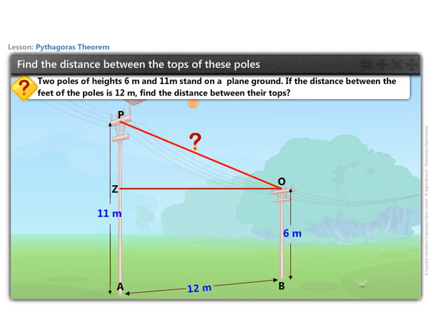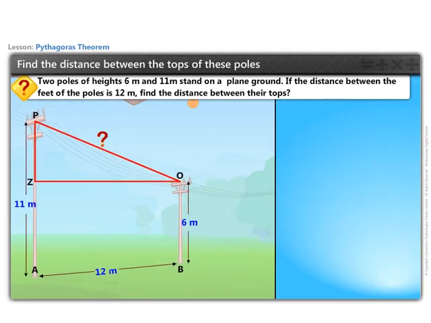Draw a line from the top of the pole to point Z on the pole P. Let us determine the distance PO between the top of the poles. Consider the right triangle PZO. Distance PZ is equal to AP minus AZ. Substituting the known values and simplifying, we get PZ is equal to 5. OZ is parallel to AB and is equal to 12 meters.